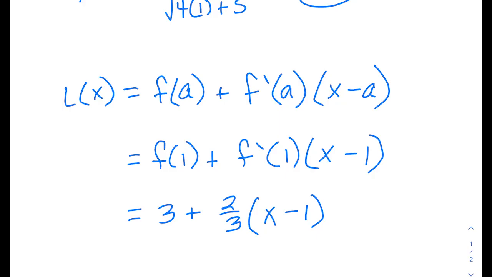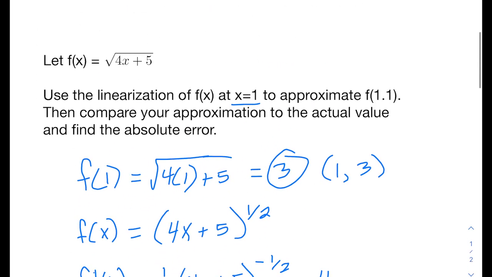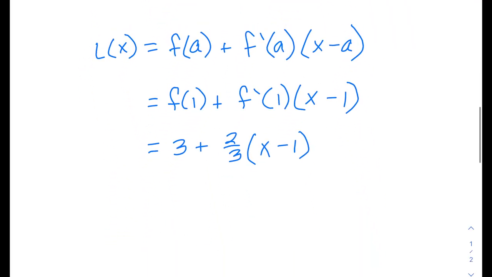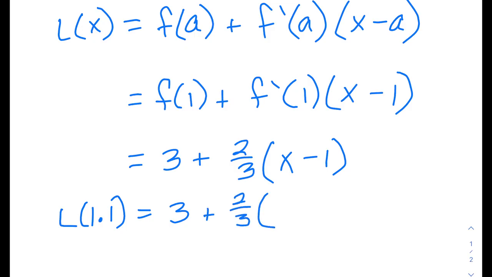Now, they want us to use this linearization. So we've done the linearization part. We found the linearization function, and in the original problem, if we go back, they want us to approximate f of 1.1. So we're using 1.1 as our value for x here for our approximation. So we're going to take L of 1.1, which would be 3 plus 2/3 times 1.1 minus 1.